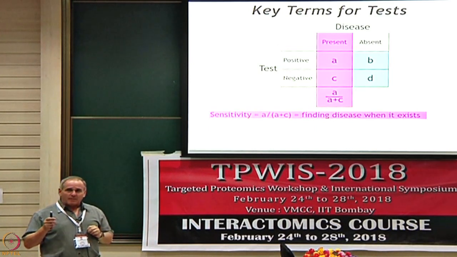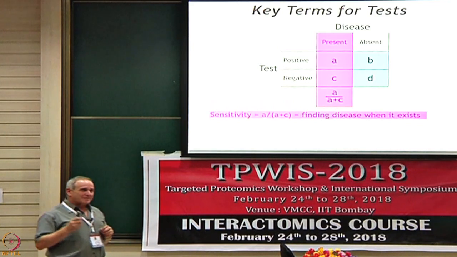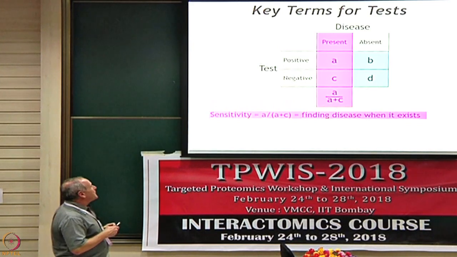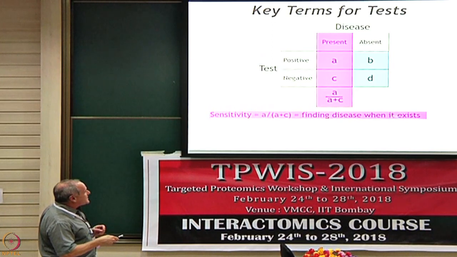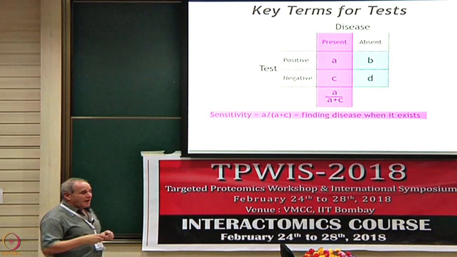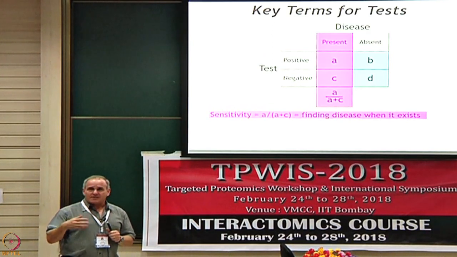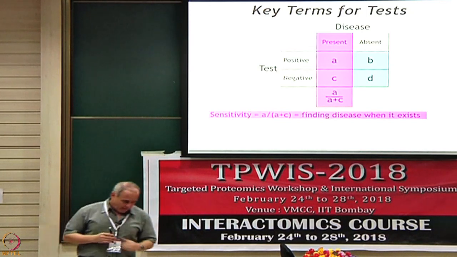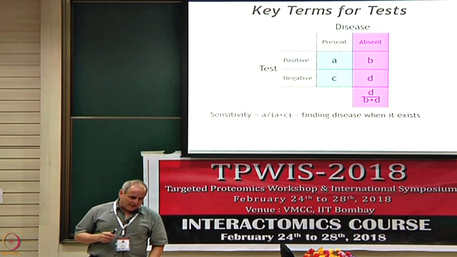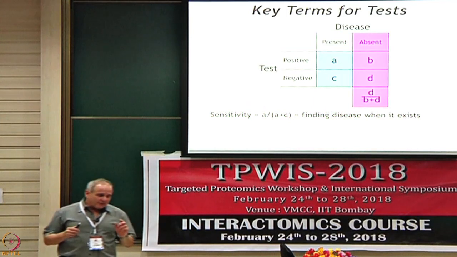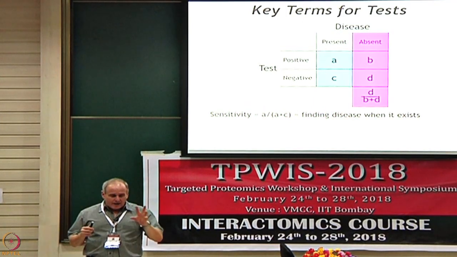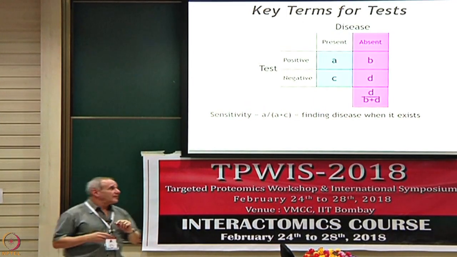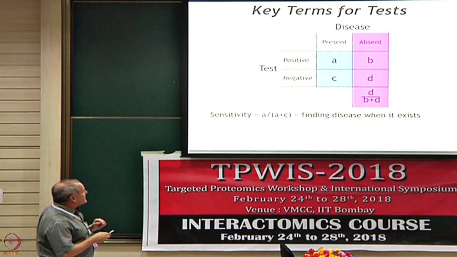I make all my students memorize this because people often forget this stuff. So this is a good measurement of how good the test is at finding it when it's there. Okay, specificity is something different. Specificity is ruling out the disease when it's not present. Okay, that's sensitivity.